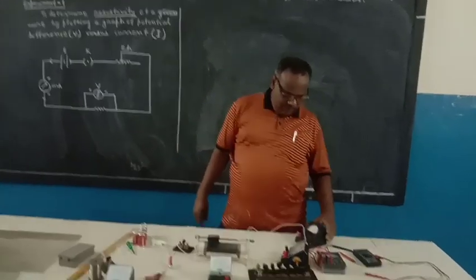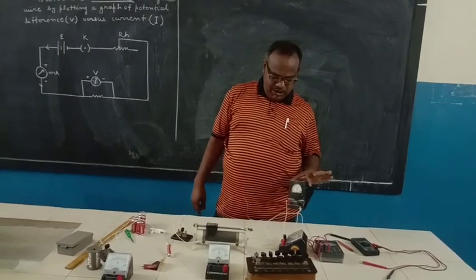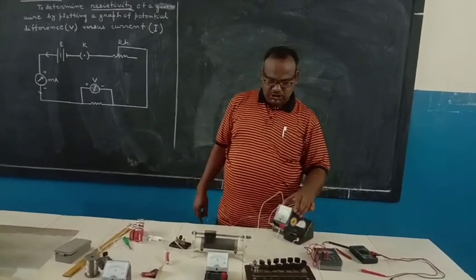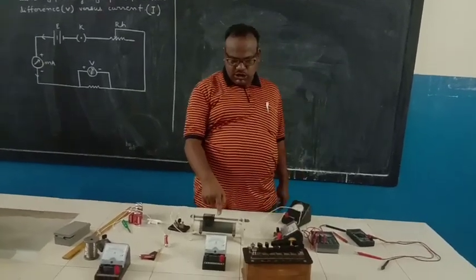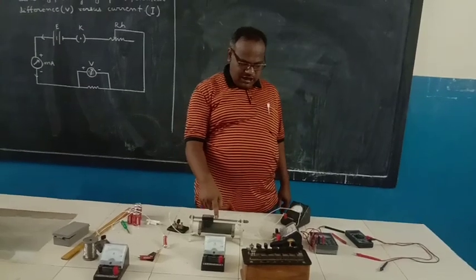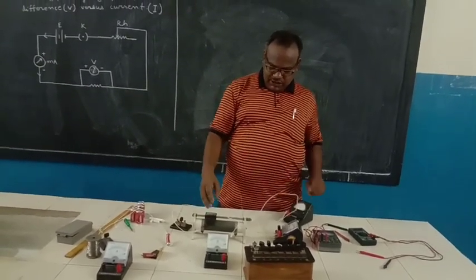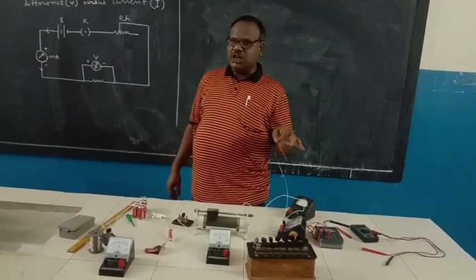The second one, a milliammeter. I am taking a milliammeter. Then there is a voltmeter. This is the voltmeter. Then there is a rheostat. Then there are connecting wires. And this is the wire whose resistivity is to be calculated.